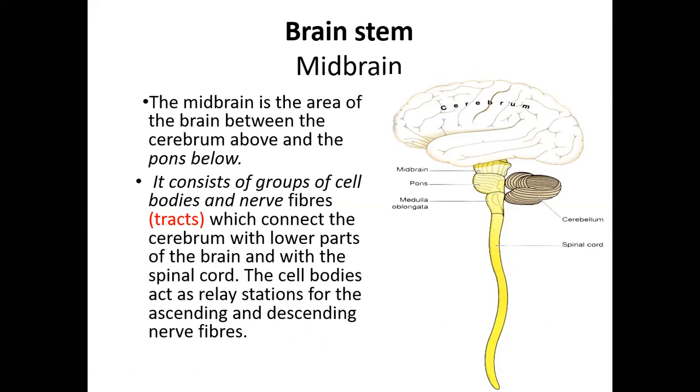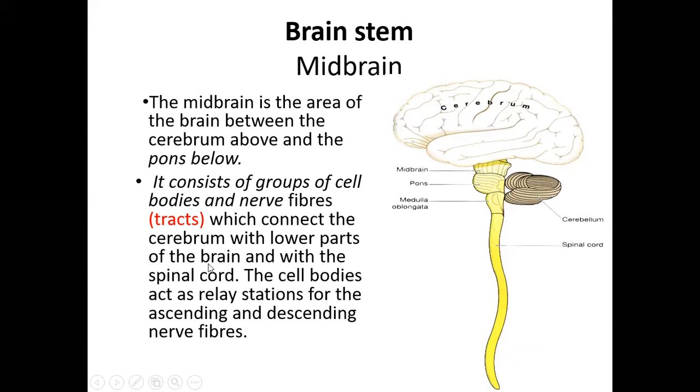It consists of a group of cell bodies and nerve fibers, that is tracts, which connect the cerebrum with the lower part of the brain and with the spinal cord. If you see here, this midbrain will have some tracts, fibers going above as well as coming down. So it will be connecting the lower fibers to the brain and the brain to the different parts of the body. Those go in the form of tracts. Multiple fibers, a bundle of fibers, is called a tract.